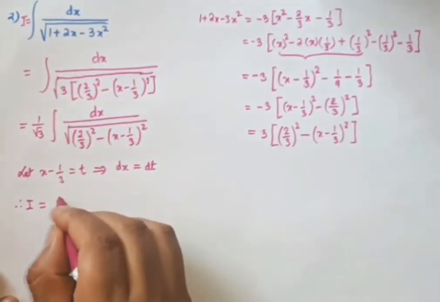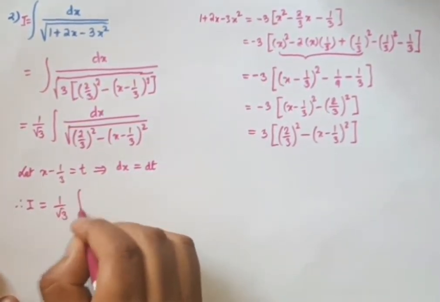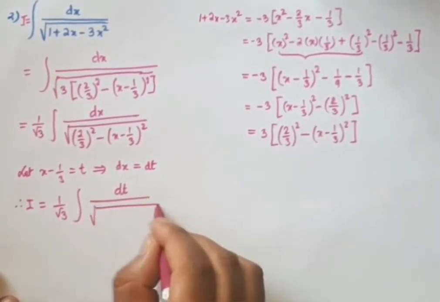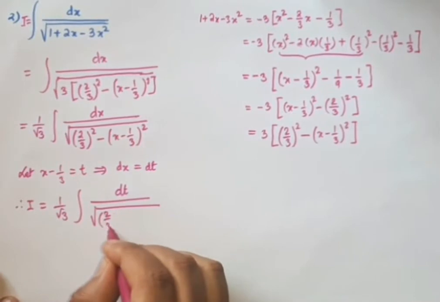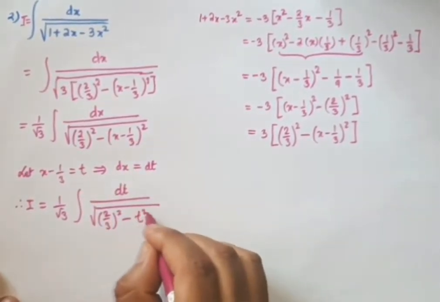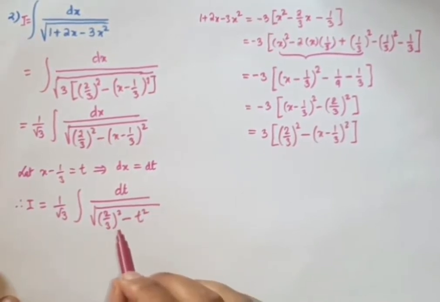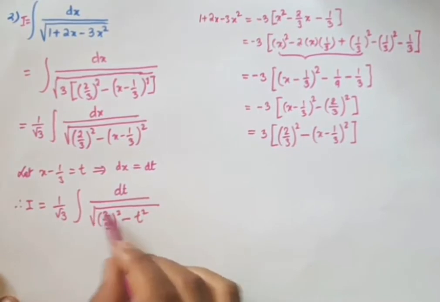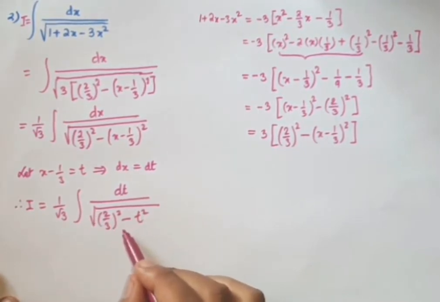So we have 1 by root 3 outside. So we have dt by square root of (2 by 3) whole square minus t squared. Okay, now this is under the formula dx by square root of a square minus x square, right?